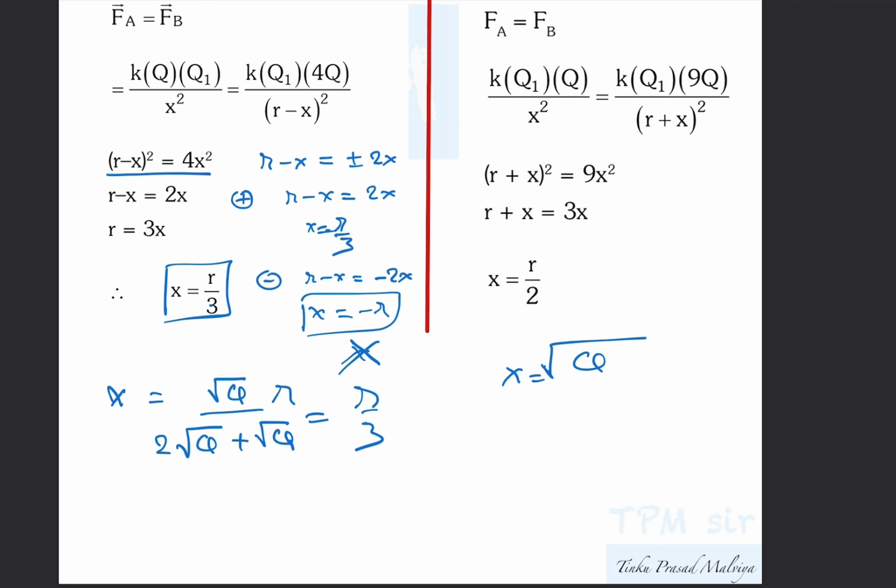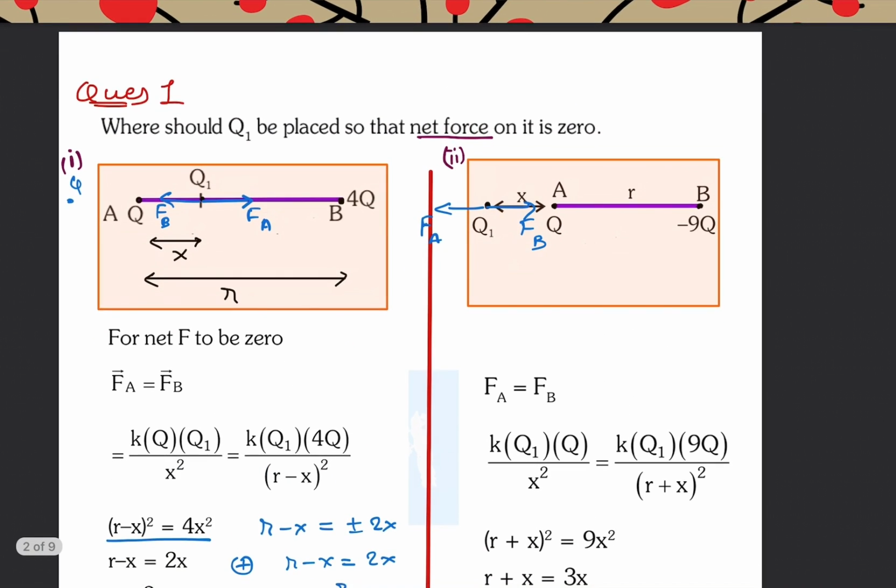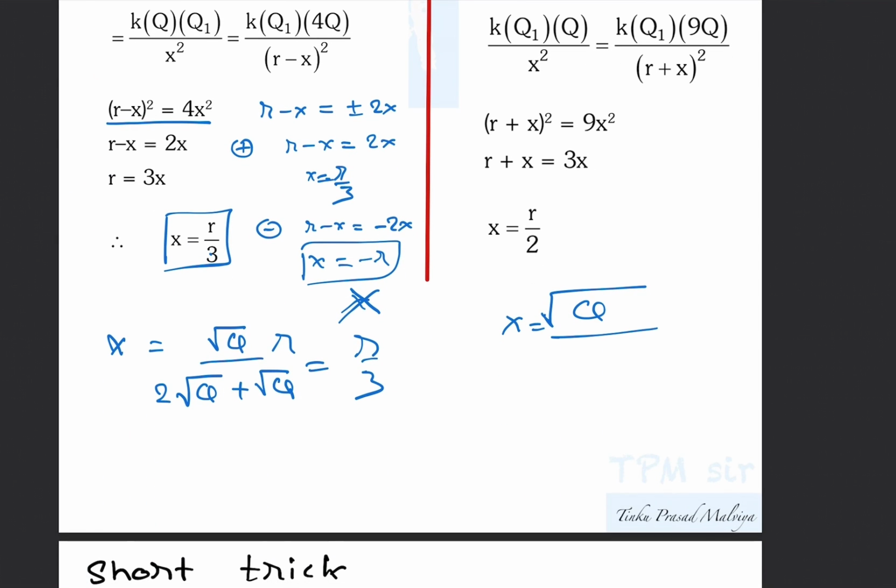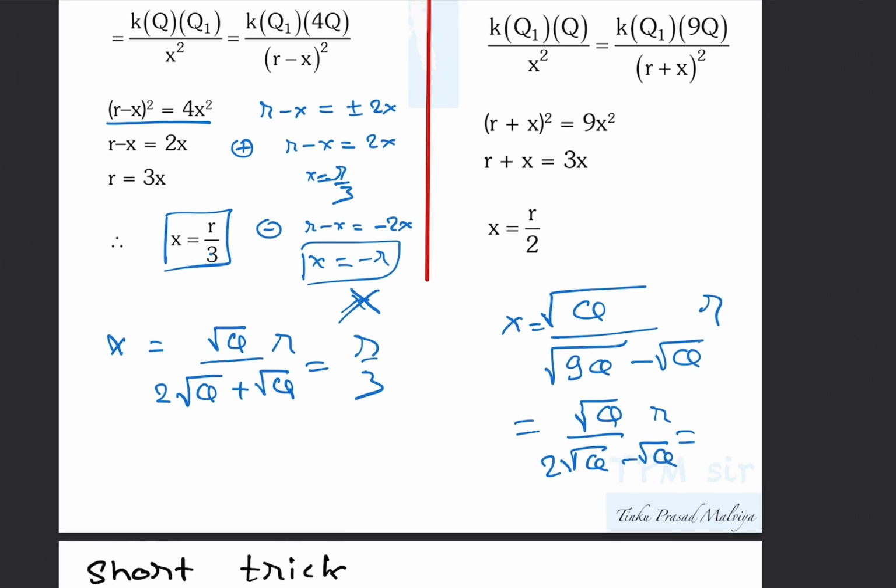So now again we have taken x from the charge of lower magnitude, so q, I will write that, upon the charge of bigger magnitude, it is 9q minus q, and here we will get the answer. So if we put the minus sign, let's see what we are getting. Now root q upon 2 times root q minus root q, I think we have got the same answer, r by 2. So I think this question has now become very easy.